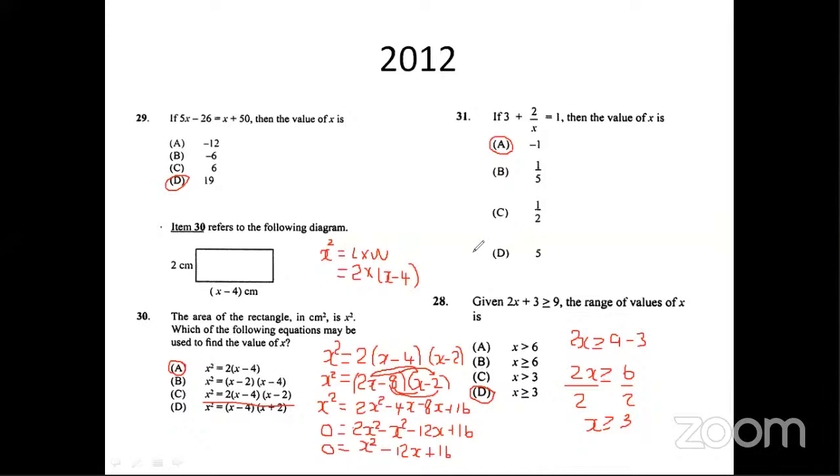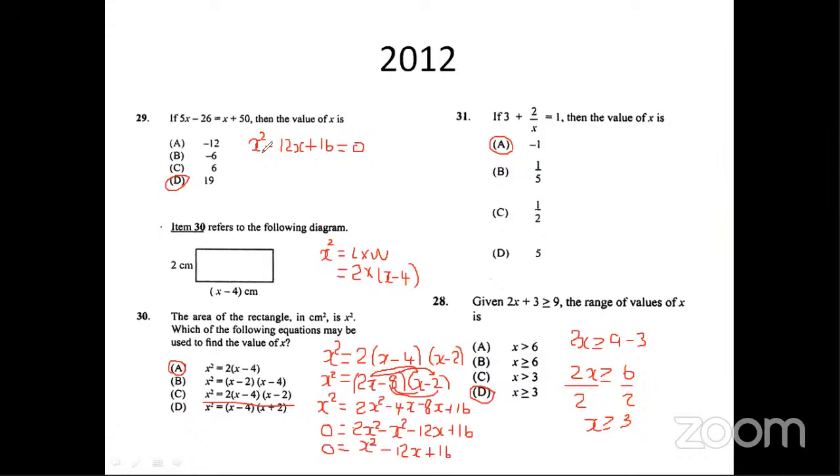A quadratic equation. I can write it. I can have my x squared minus 12x plus 16, and then we can write our equal 0. All we did was turn the equation.